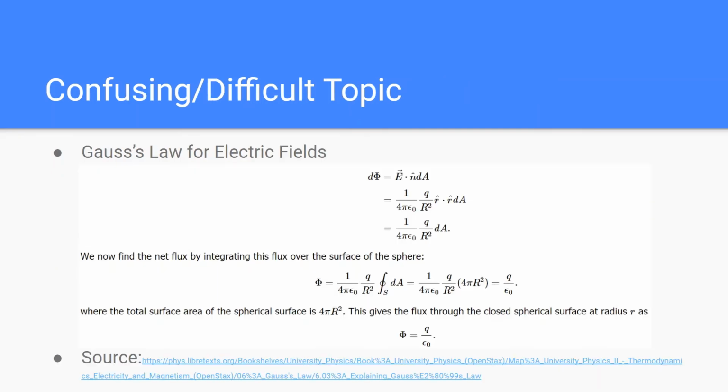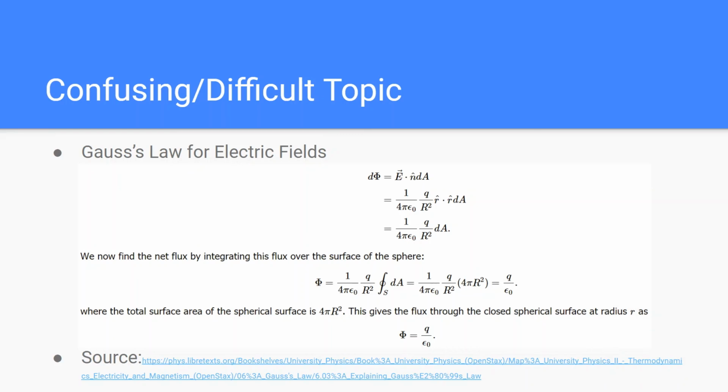A confusing topic for me was how to derive Gauss's law for electric fields. I wasn't sure if you can just say that the charge inside the closed surface can be found using the equation given, or if it's derived from the original equation.